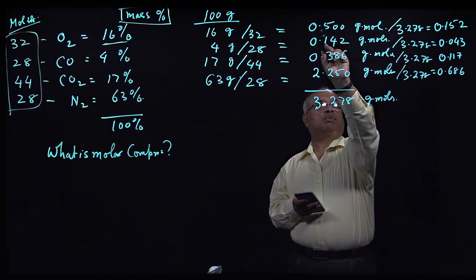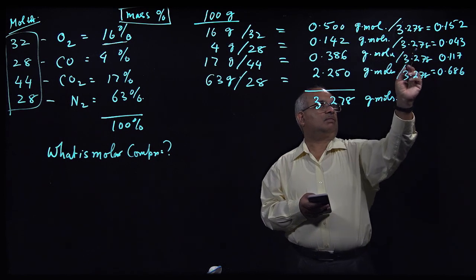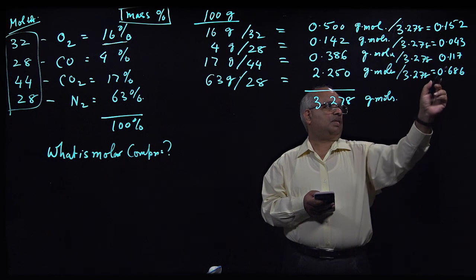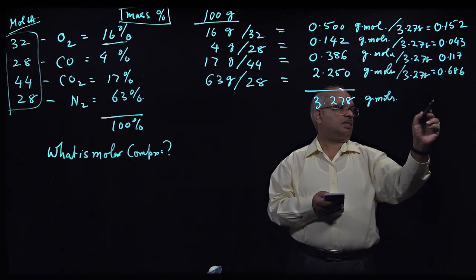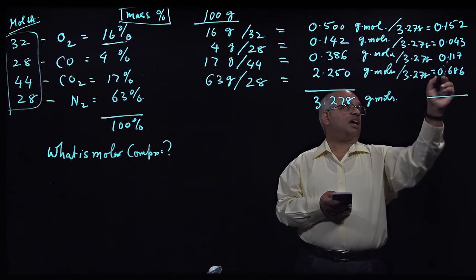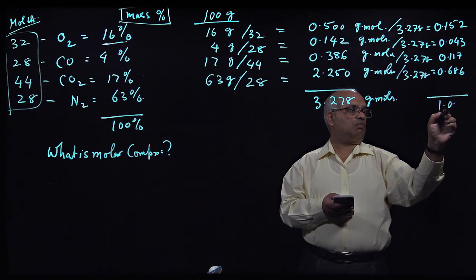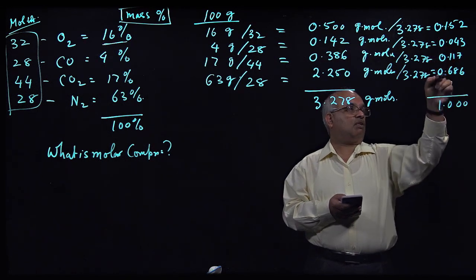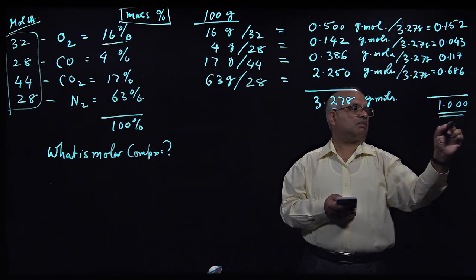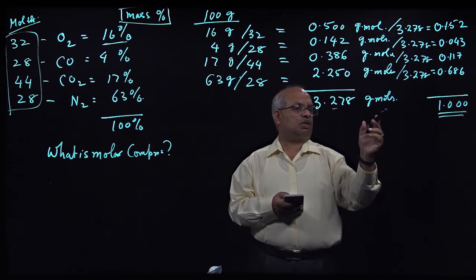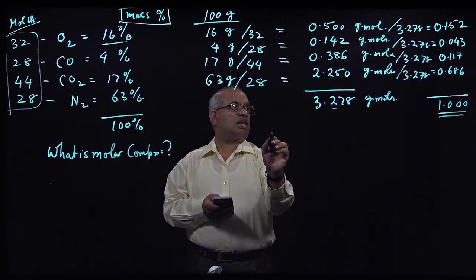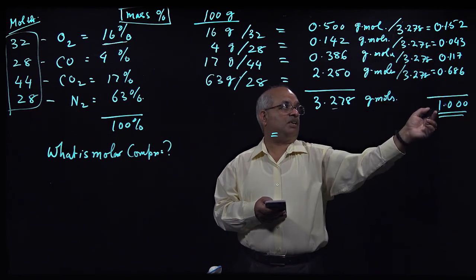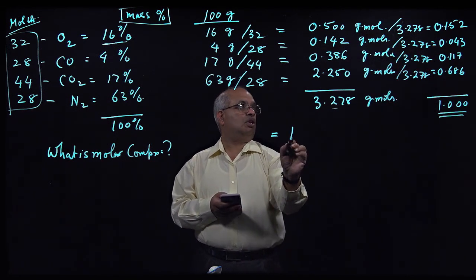The way we got it is 0.5 divided by 3.278, that's 0.152. 0.043 in this case, 0.117, and 0.686. When you add up these things, you will get 1. So now, this is the mole fractions. So when you add up all the fractions, the sum should be 1. If we were to calculate the percentage of the composition, all we have to do is multiply, because in 1, there is 0.15. In 100, it'll be 100 times more.